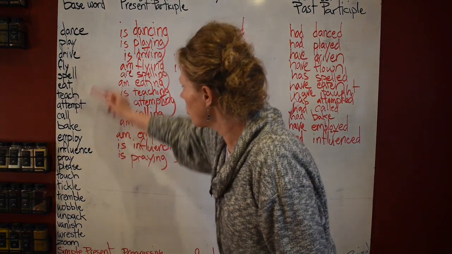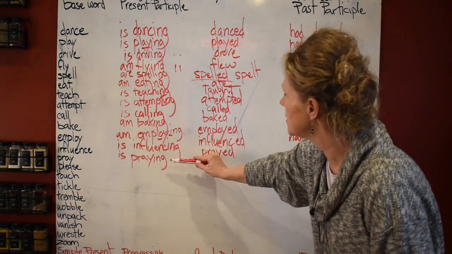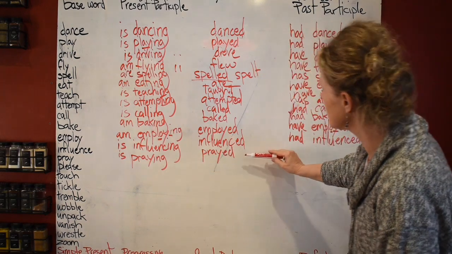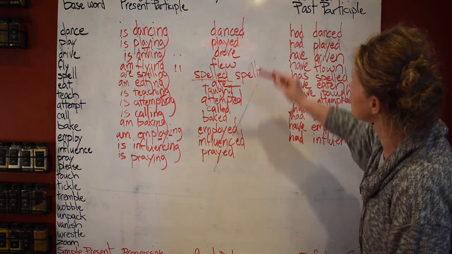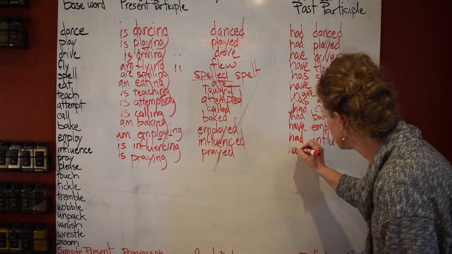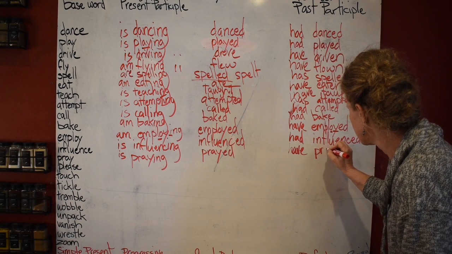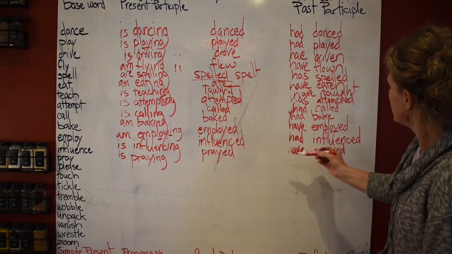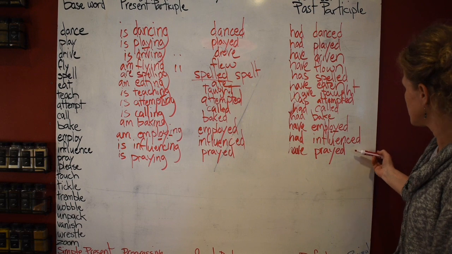Now let's talk about this. This is the number 1 principal part. This is your number 2 principal part. Prayed is your number 3 principal part. Have prayed is your number 4 principal part.